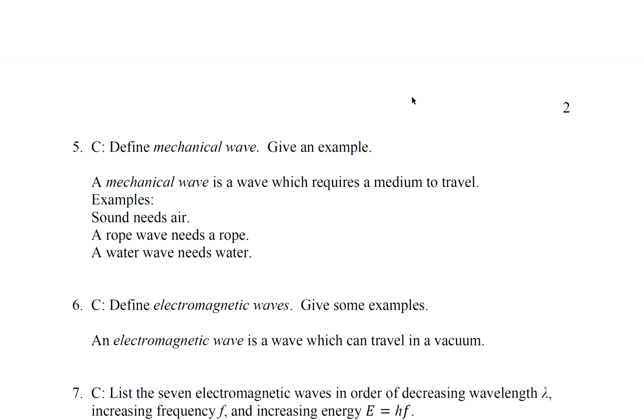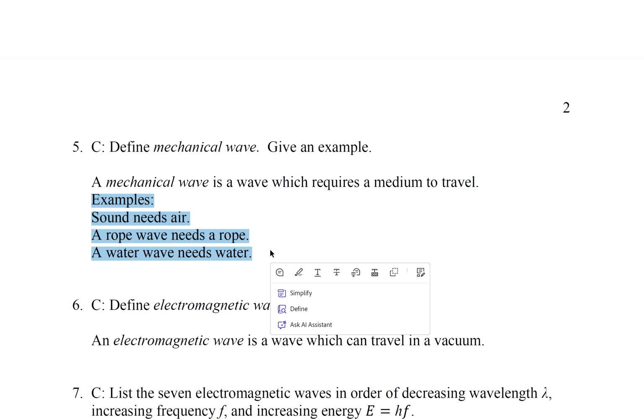Question 5. Define mechanical wave. Give an example. A mechanical wave is a wave which requires a medium to travel. So examples: sound needs air, a rope wave needs a rope, a water wave needs water.